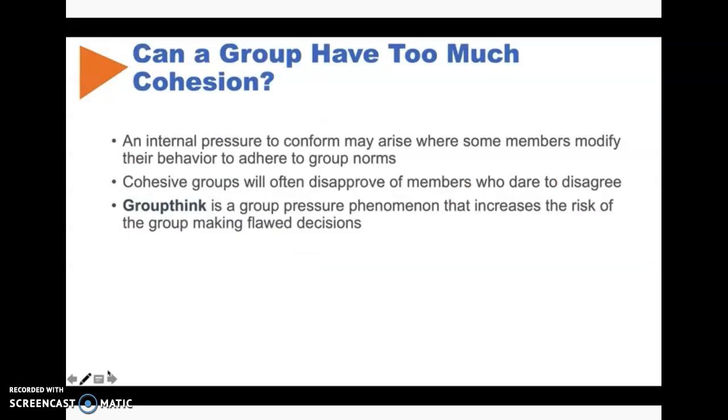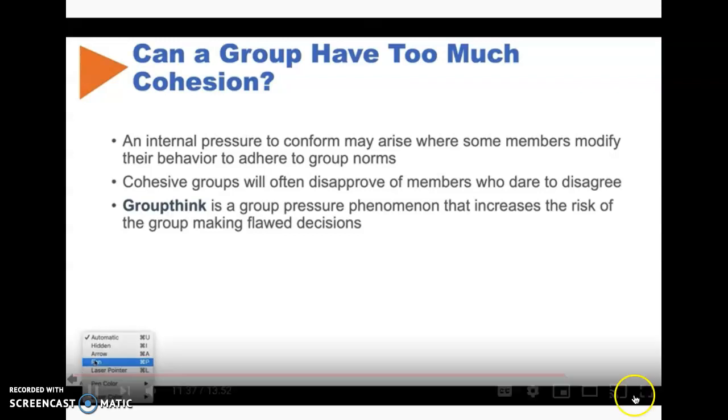But clearly, cohesion is not just great. The more we have that strong group identity, we identify as one group, we like hanging out with each other, we're also less likely to question each other. So when somebody says something that doesn't sit quite right with you, you don't want to rock the boat. So you don't say anything. And that is when we get groupthink. Groupthink is this group pressure phenomenon that increases the risk of us making bad decisions.